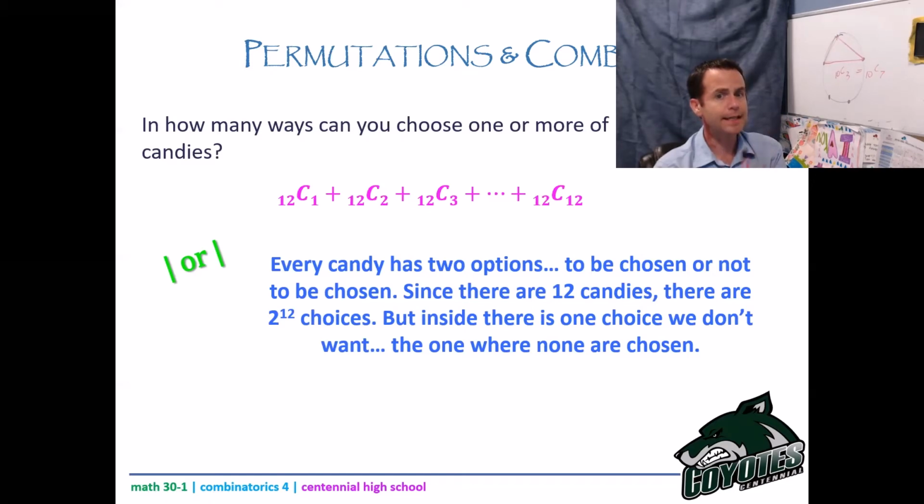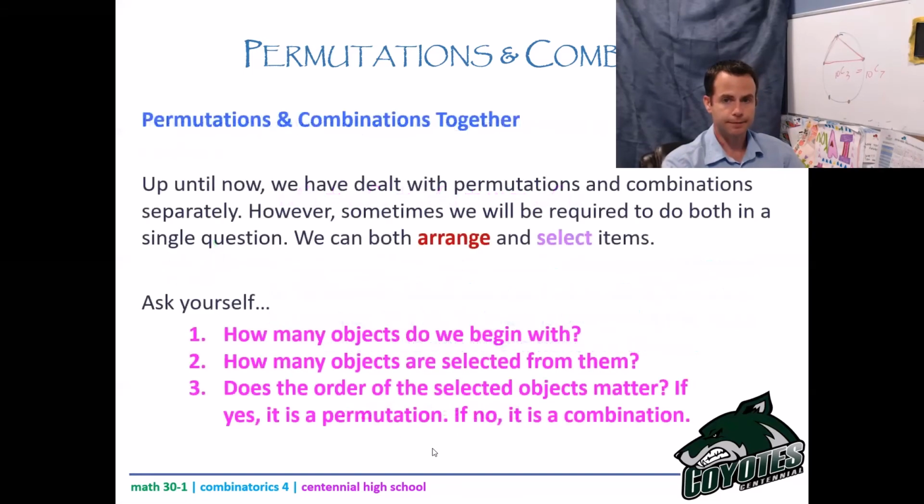Except in there, do you remember a while ago me talking about the whole slot machine and turning the crank and you get one bad combination? In there, there's a bad combination of no candies. And the question says you have to choose at least one because it says one or more. So you'd have to subtract one from your answer. So it'd be 2 to the 12 minus 1, and that equals 4,095.